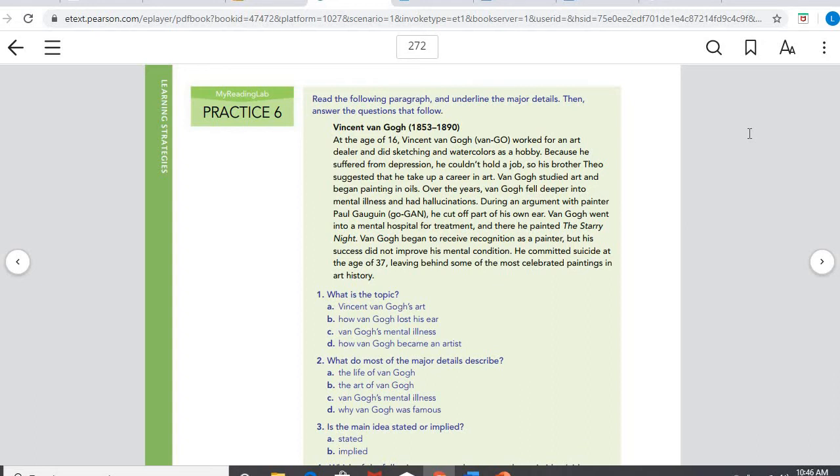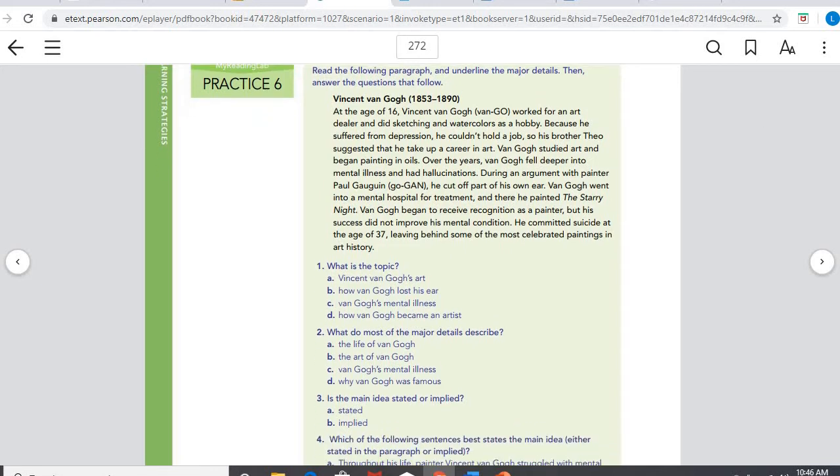At the age of 16, Vincent van Gogh worked for an art dealer and did sketching and watercolors as a hobby. Because he suffered from depression, he couldn't hold a job, so his brother Theo suggested that he take up a career in art. Van Gogh studied art and began painting in oils. Over the years, Van Gogh fell deeper into mental illness and had hallucinations. During an argument with painter Paul Gauguin, he cut off part of his own ear. Van Gogh went into a mental hospital for treatment, and there he painted The Starry Night. Van Gogh began to receive recognition as a painter, but his success did not improve his mental condition. He committed suicide at the age of 37, leaving behind some of the most celebrated paintings in history.